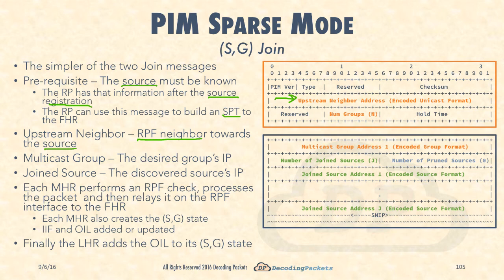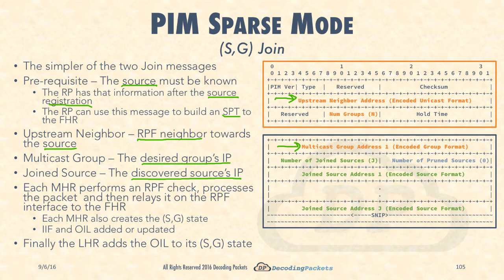The multicast group is the desired group's IP. So this would be an actual multicast IP, 224.0.0 something or 239.1.1 something, whatever stream that you want to join. This is the actual multicast group IP. The joined source is the discovered source's IP. So this is the source that was registered to the RP.